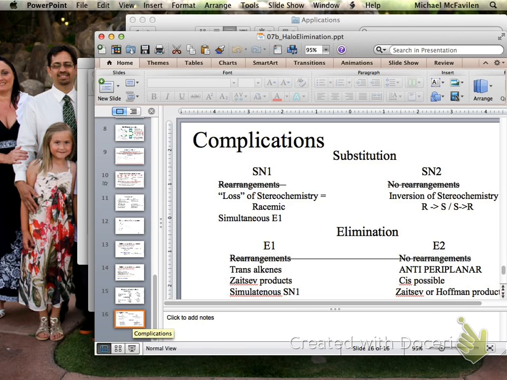Yeah, the very last slide is the complications. That's the summary of all the primary things to be concerned about. So that is the end of Chapter 7. We will start Chapter 8 next week.